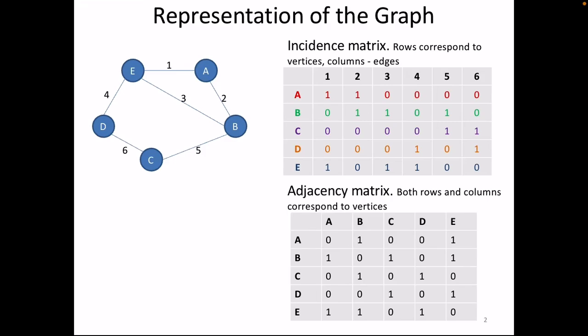Here the rows correspond to vertices. Here A, B, C, D, E, and here we have the same thing, A, B, C, D, E, and the columns from 1 to 6 correspond to the edges in the graph. We can see 1, 2, 3, 4, 5, 6. We have 6 edges.